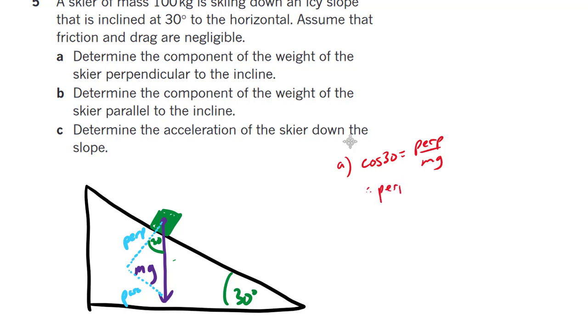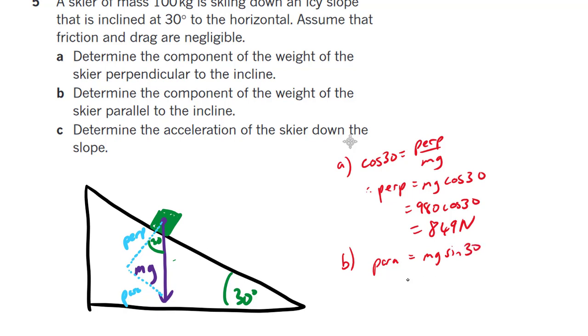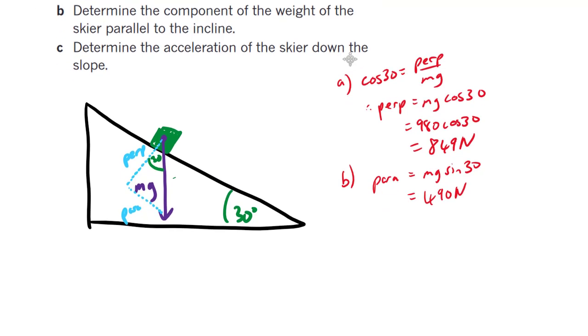Therefore, my perpendicular component is going to be equal to mg cos 30. In this case, it's 980, or 9.8 times 100, cos 30. And I will get 848.7, so 849 newtons. And for part B, it's the parallel component, and it's just going to be the other side, so it'll just be mg sine 30, which is going to be equal to 490 newtons. And that's all great. So it's scaffolded those things for us.